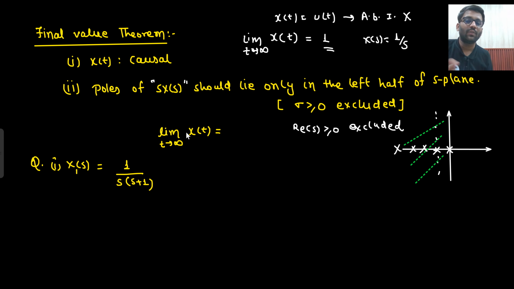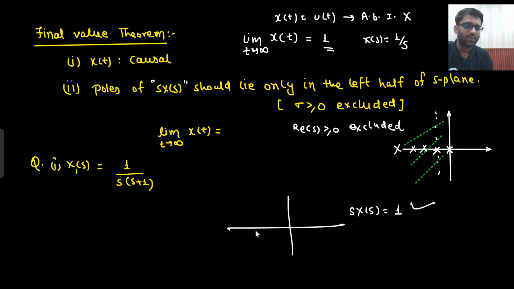But notice one thing, what I have written, s into x of s. So here this is your x of s. If I find s into x of s, what I will get? 1. So where are the poles? There are no finite poles. So your job is done. Yes, I can find out the final value. So the scenario is one pole at origin is accepted. Again I am repeating, one pole at origin is accepted. What I am saying, all the poles should be lying in the left half of s plane, whatever it is.